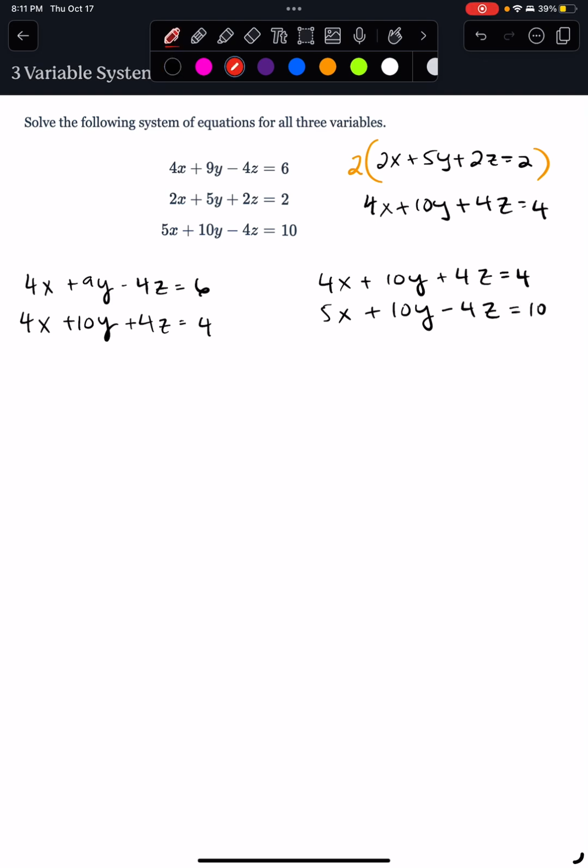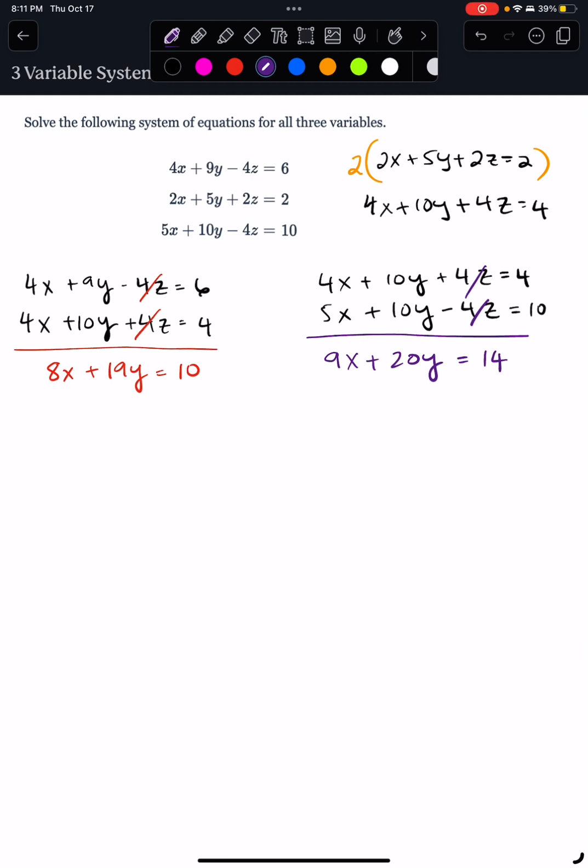And now we're going to go through and eliminate our z variables. So the 4z and negative 4z cancel out. This is going to leave us with 8x plus 19y is equal to 10. And then on this side the 4z's are going to cancel out, and it's going to leave us with 9x plus 20y is equal to 14. All right, and now we're going to need to do some manipulation of these two equations. If I set them up next to each other, we have 8x plus 19y is equal to 10, and then 9x plus 20y is equal to 14.